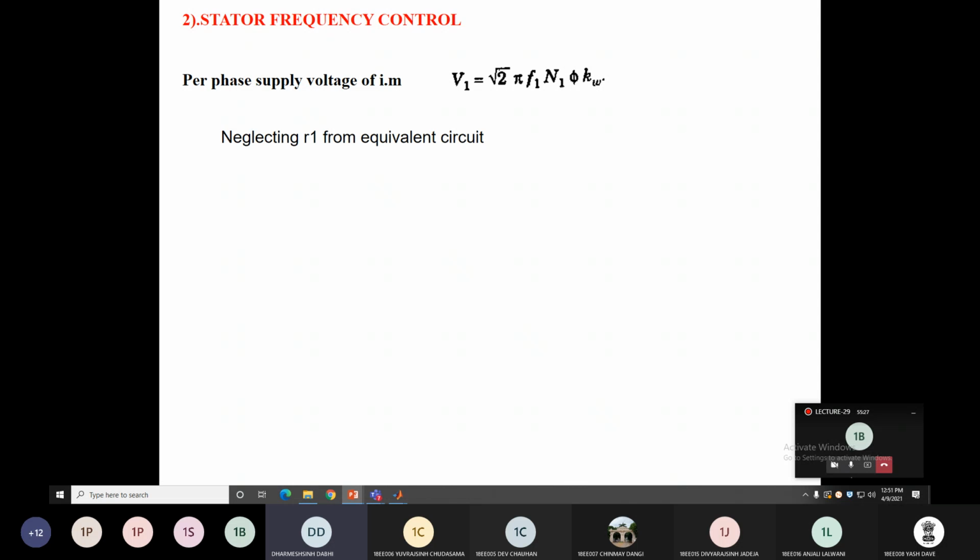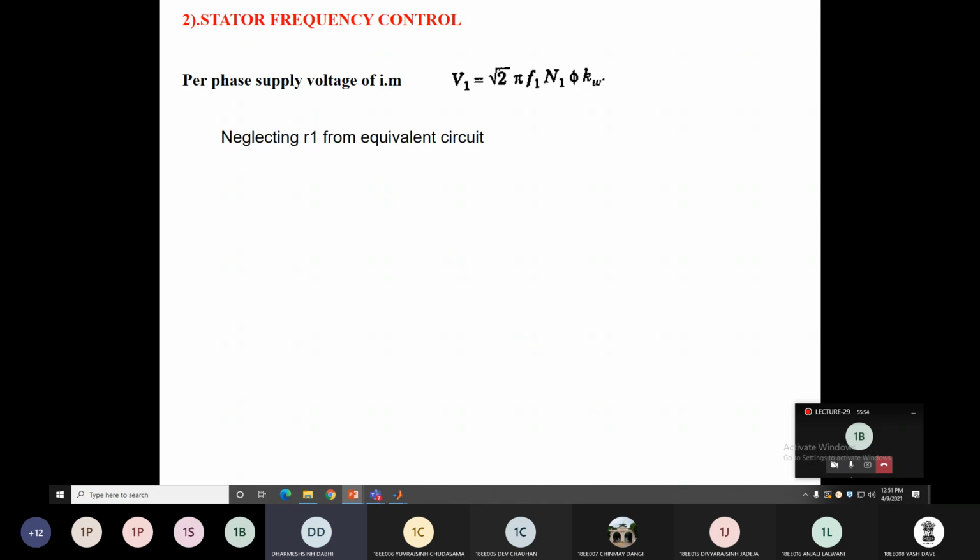So we generally do not prefer to control the speed of the induction motor at a reduced frequency lower than the rated frequency. Now, the second possibility of controlling the speed using frequency is to increase the supply frequency above the rated value. Like if you have a rated frequency of 50 Hz, now increase the frequency above 50 Hz, like 60, 70, 80 Hz.